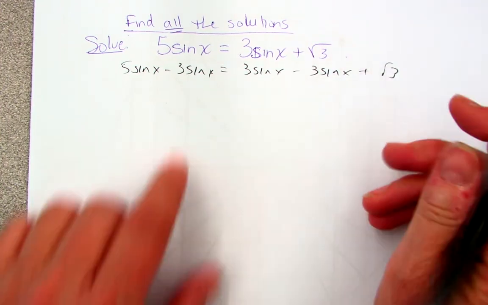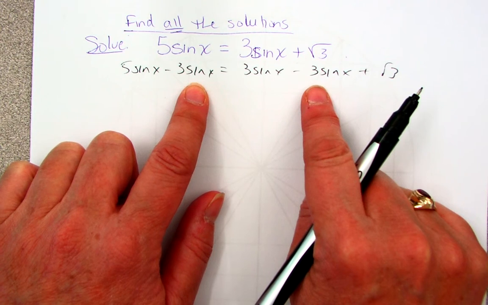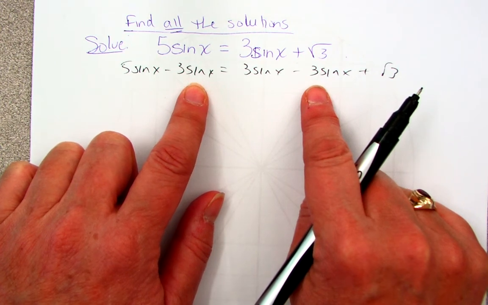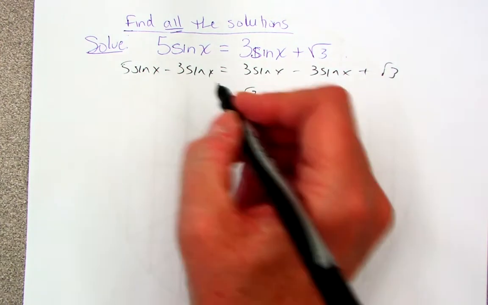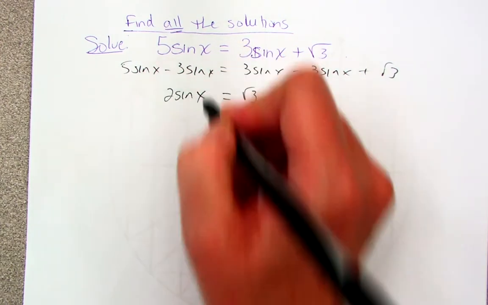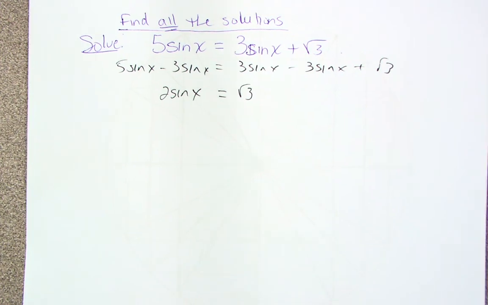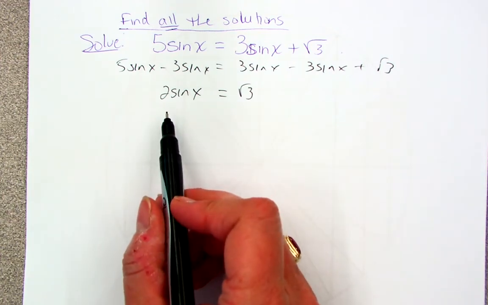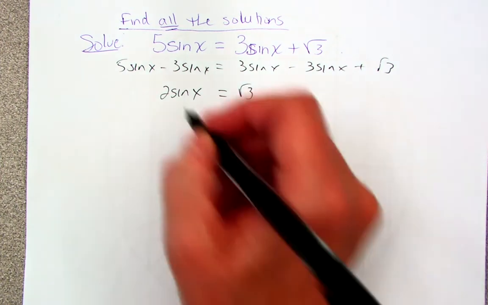I just very slow and tedious showed you I was subtracting 3 sine of x from both sides. That's all I was doing. So that zeroes out. I have a square root of 3, and that's 2 of these sine of x's because I had 5 and negative 3 of them. I almost have the trig function isolated. I only want sine of x isolated, not the 2 times in front. Why do I get rid of a 2 times? I divide by 2.